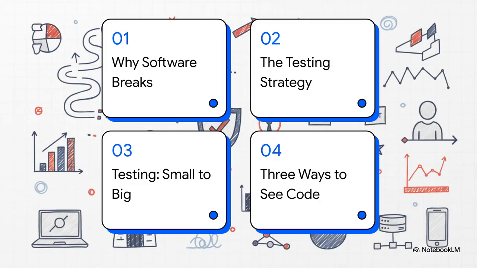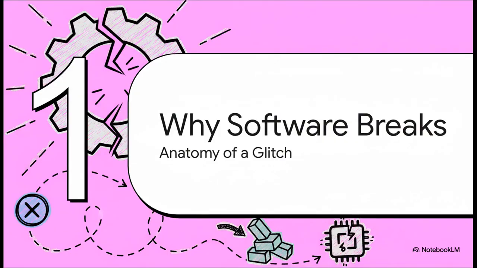So here's our game plan. First, we're going to dig into why software breaks to begin with. Then, we'll lay out the master strategy for actually finding those problems. After that, we'll see how testing is done in layers, from the tiniest piece of code to the whole system. And finally, we'll look at the different ways a tester can view the code, which changes everything. All right, let's start at the very beginning.